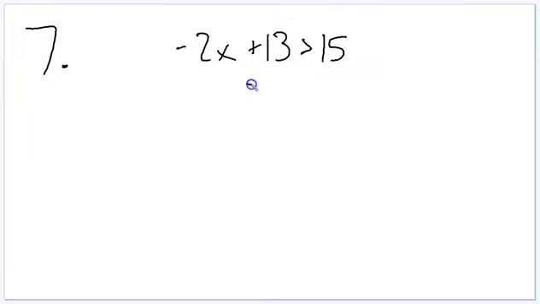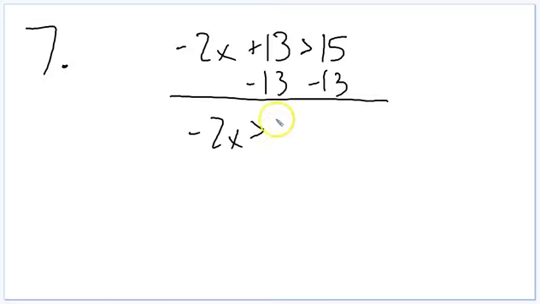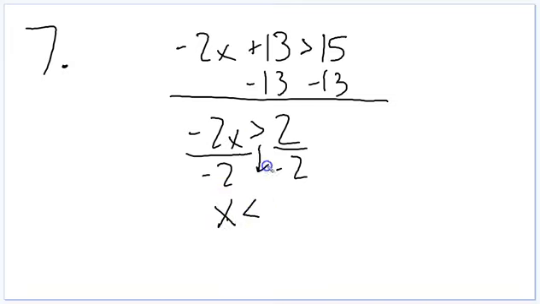So I'm going to subtract the 13 from both sides. I get negative 2x is greater than 2. I'm going to divide both sides by negative 2. And since I'm dividing by a negative, it's going to flip. It's going to be negative 1.